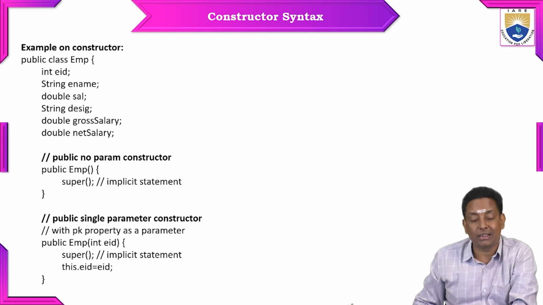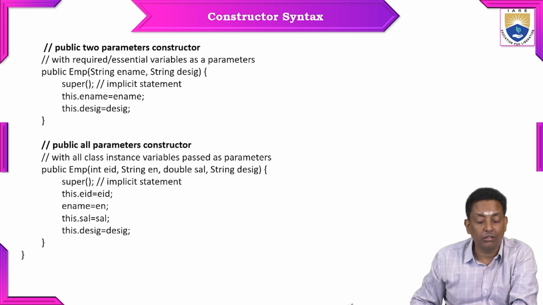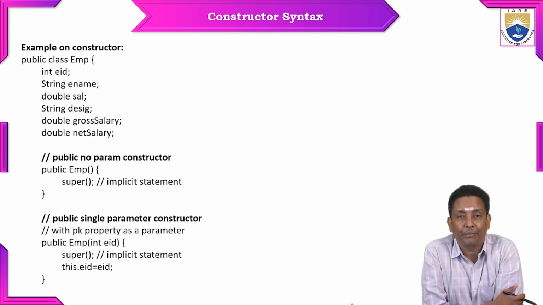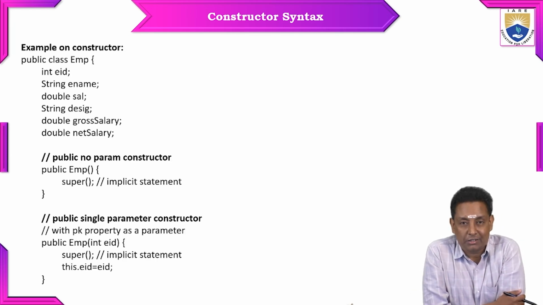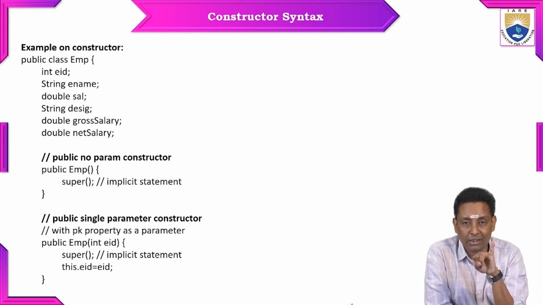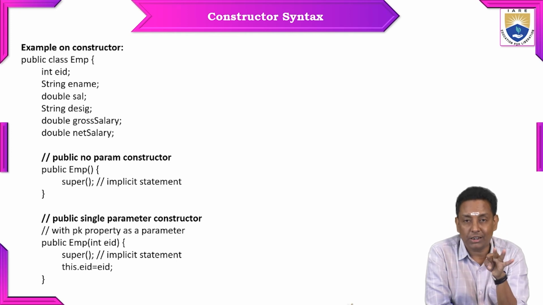Here is one small example on how to write constructors. So far we have completed the syntax of class and constructor. Next we have covered the default constructor concept. Then we have covered the consequences of applying access specifiers to constructors: private, default, protected, and public.